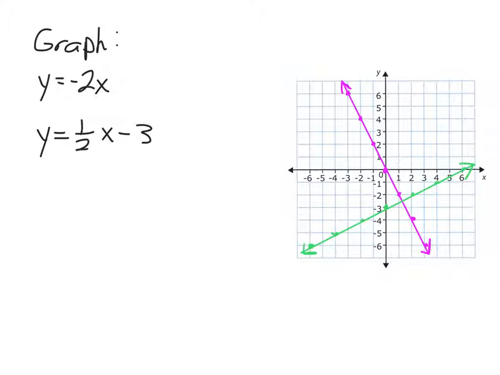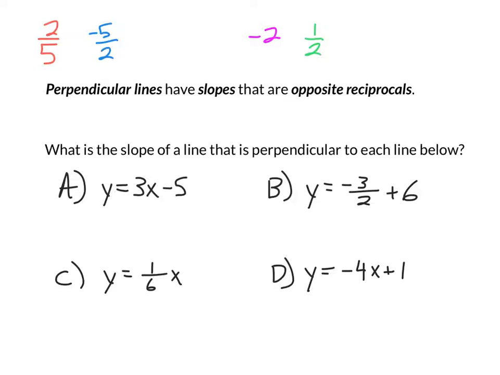Now, once again, notice how our lines are intersecting. We have a perfect 90-degree angle right here. We draw a little box to show a right angle. So once again, we have two lines intersecting at a 90-degree angle. The big question we have to ask ourselves is, why are these lines perpendicular? Why do they meet at a 90-degree angle? It all has to do with the slopes.